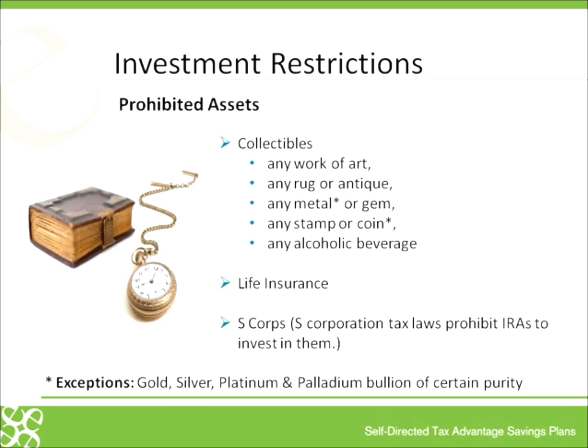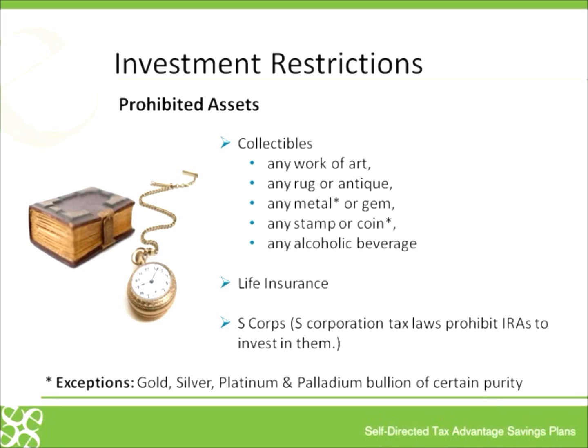It's easier to figure out what you cannot invest in. Really, these are investments that the IRS specifically states are not permissible assets. You cannot hold these assets or buy them with your IRA. Very few, as you can see. Collectibles: any work of art, rugs, antiques, any metal or gem. Obviously, there are exceptions: gold, silver, platinum, palladium, bullions of certain purity. Those are allowed. Any stamp or coin, any alcoholic beverages, life insurance products, and S corps. S corporations prohibit IRAs from investing in them. So as you can see, there are very few investment restrictions listed under IRS Code 4975.